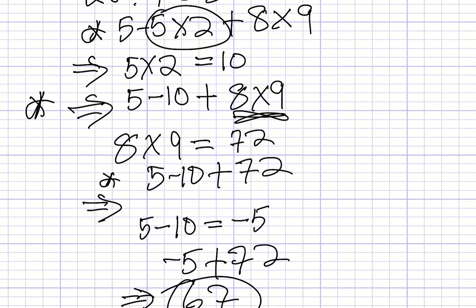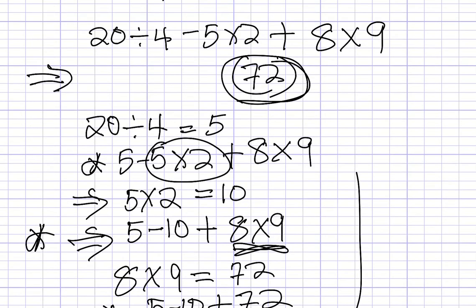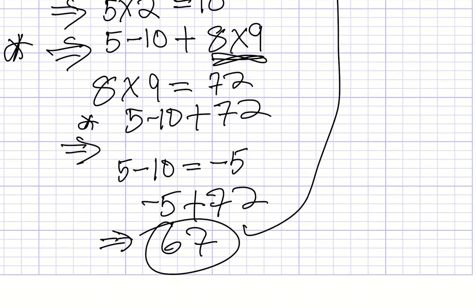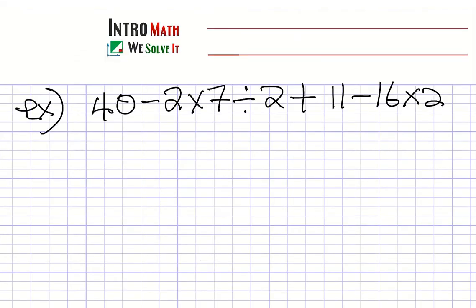Okay, so you see, 67 is not the same thing as what we got before. Before we got 72. That 72 was a wrong answer. So this is the right answer. That's how you do it, man. Let's do one more example.